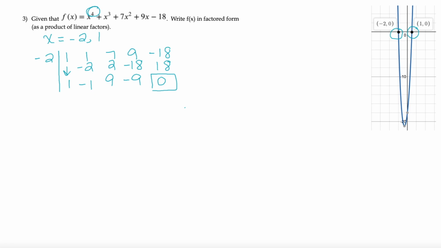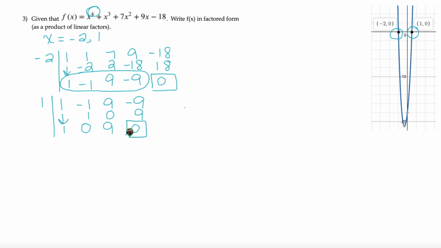I'm going to pick up where we left off with our reduced polynomial and divide out a 1. 1, -1, 9, -9. Always bring down the 1. 1 times 1 is 1. We get a 0 here. So 9 plus 0 is 9. 1 times 9 is 9. Again, comes out nice and even with no remainders. This is our reduced polynomial.